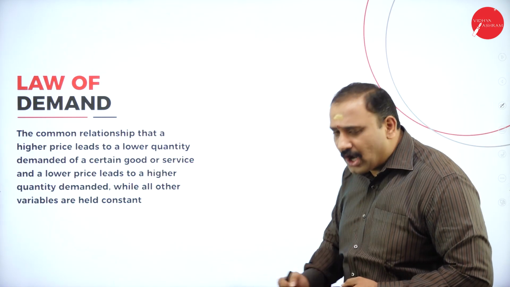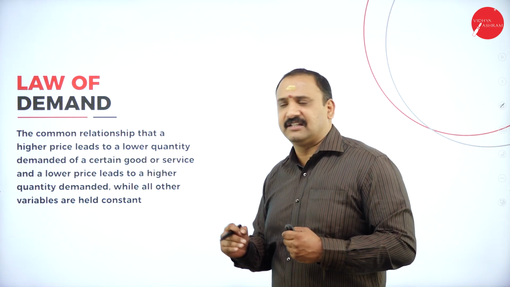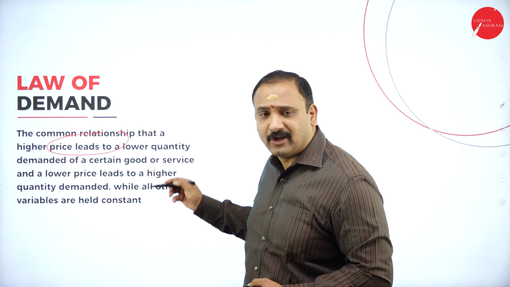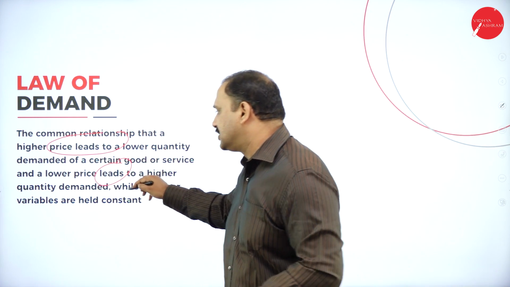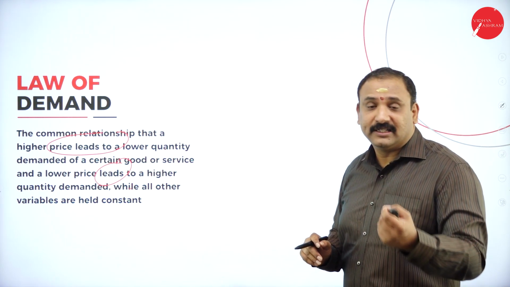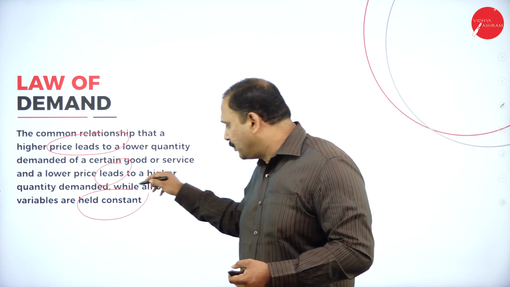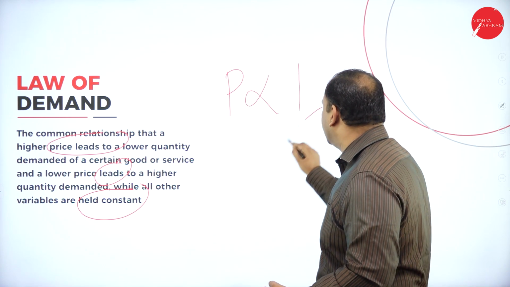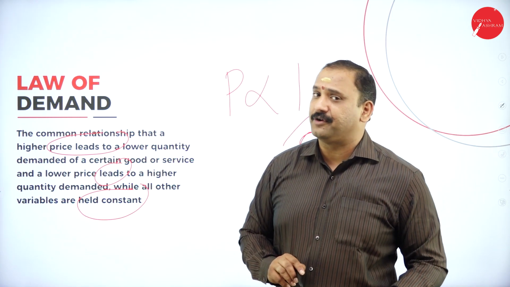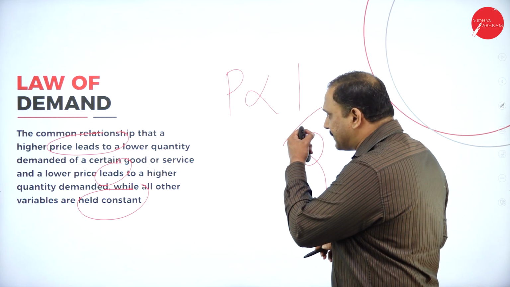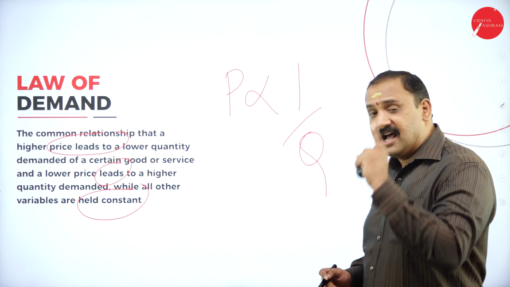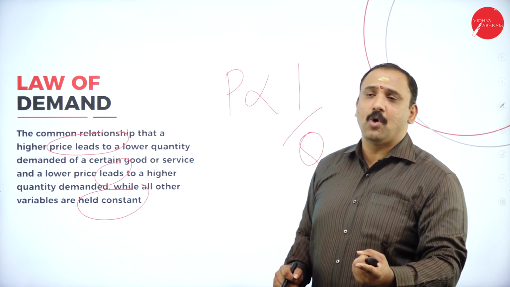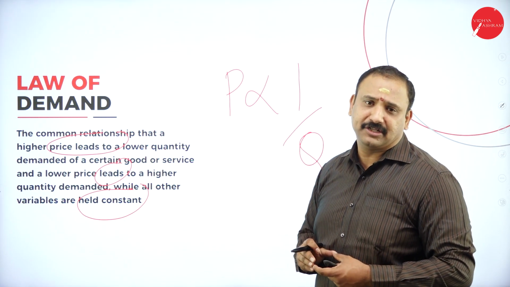The next one, law of demand, which is a very, very basic factor that we have been talking about. The common relationship where a higher price leads to a lower quantity demanded of a good, or a lower price leads to a higher quantity demanded, where all other variables are held constant. So we always believe in this factor. Price is inversely proportional to quantity. So at any point of time, please keep this in mind. If there is a price factor, it is inversely proportional. Higher the price, lower the quantity. Lower the price, higher the quantity. That's exactly what law of demand means to us.